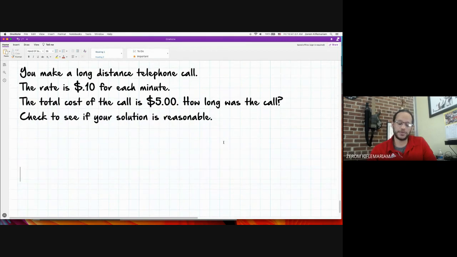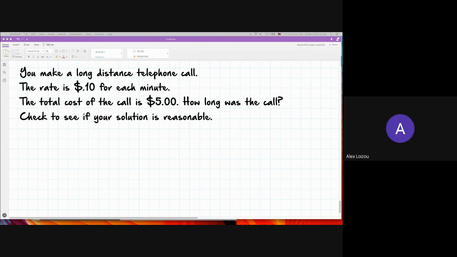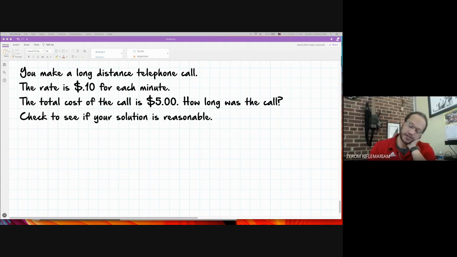All right, how do you write this if you try to convert it? x times 0.1 equals $5. So it says, okay, got it.